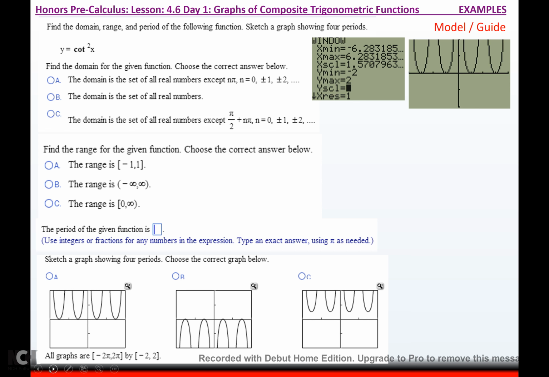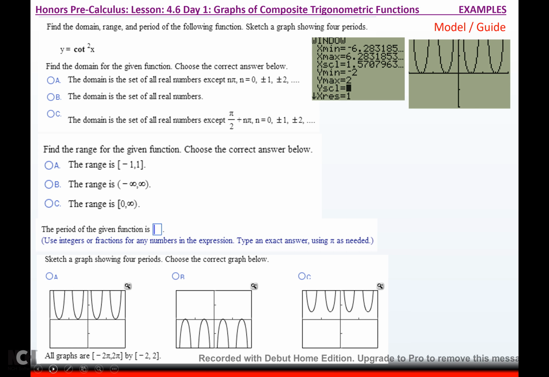And set your mode right. I know I have it right here. I'm just making sure I didn't change my settings. Make sure that you're in radians. Make sure that you set your window to go from negative 2 pi to 2 pi.